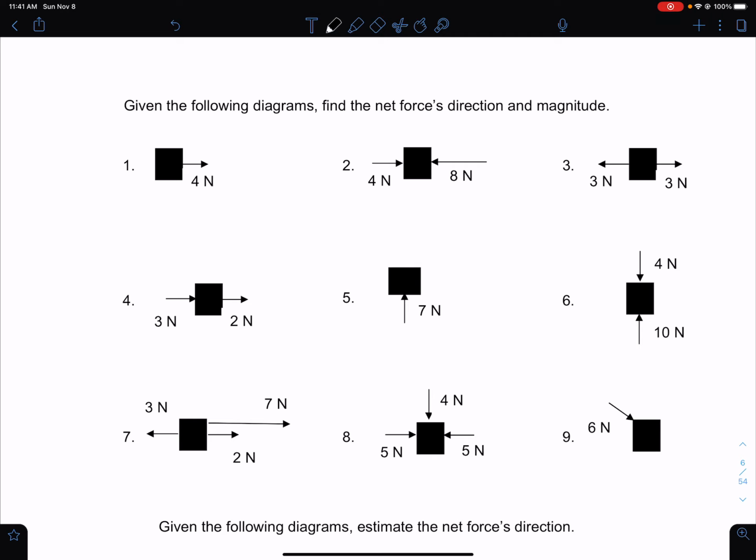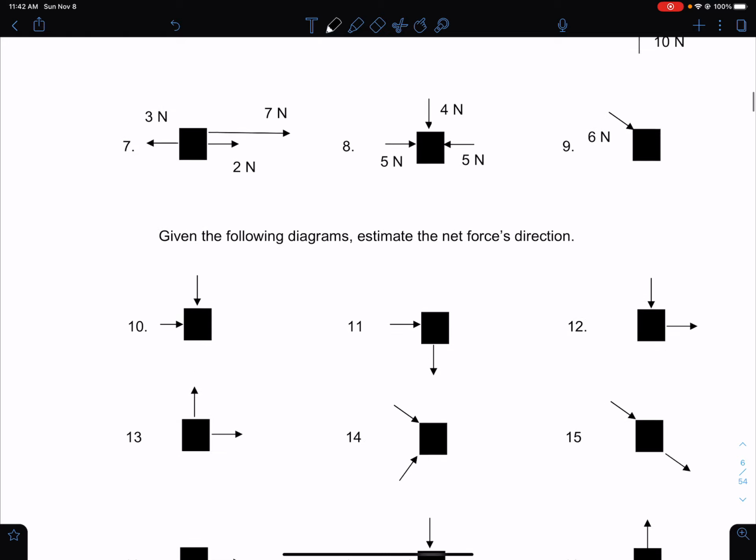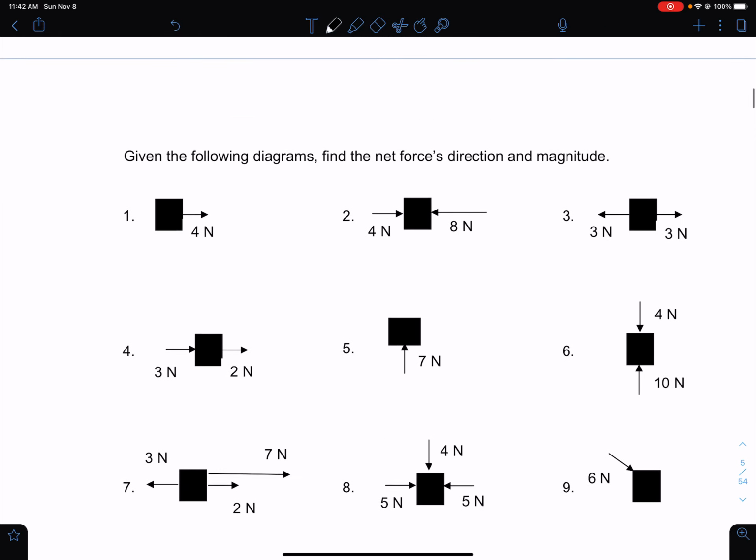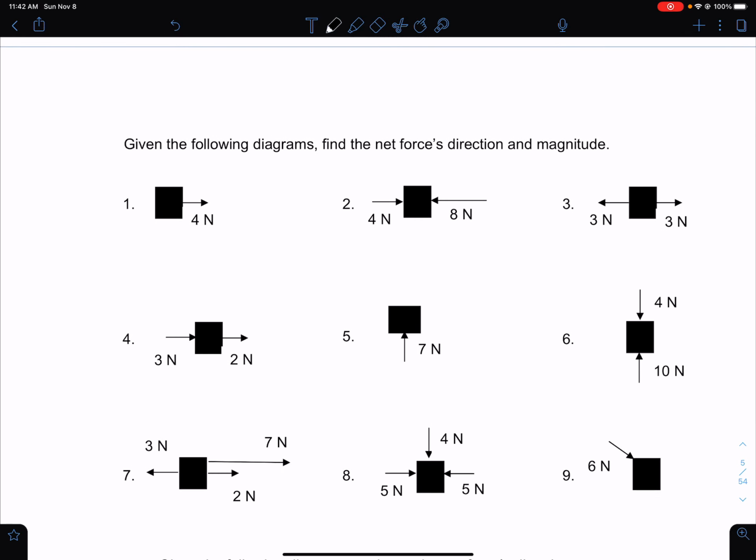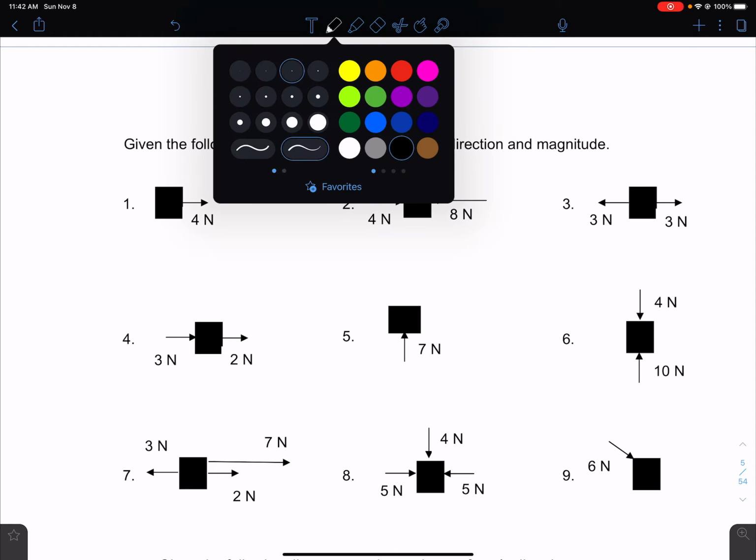All right, we just got done watching the video on force diagrams. We're going to draw a couple of these here. This first page, the first 18, you're not going to be responsible for drawing these. This is just a quick review to make sure that you understand what's going on.